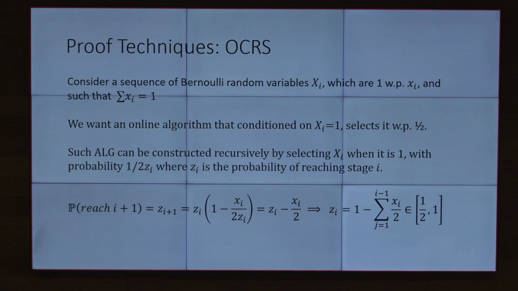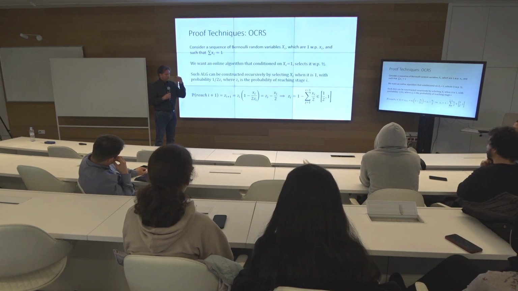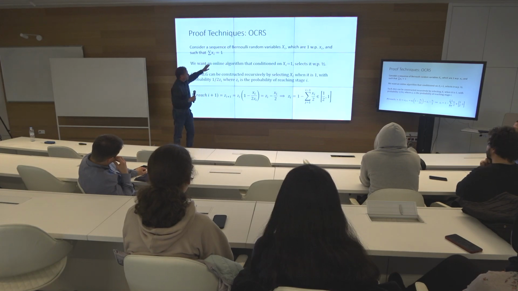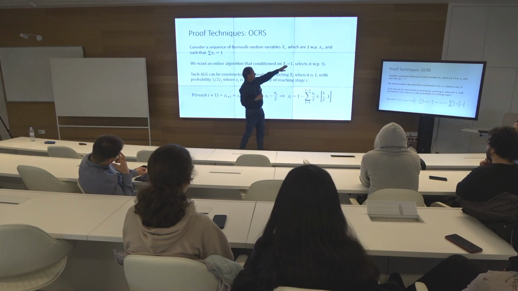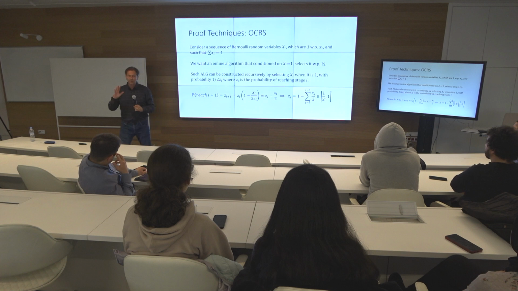The sum is 1. We will observe these events one after the other, and we want an algorithm that selects a 1 with some high probability. Whenever there is a 1, so basically we want an online algorithm that, conditioned on xi being equal to 1, selects it with probability 1/2. That's the best possible we can do.